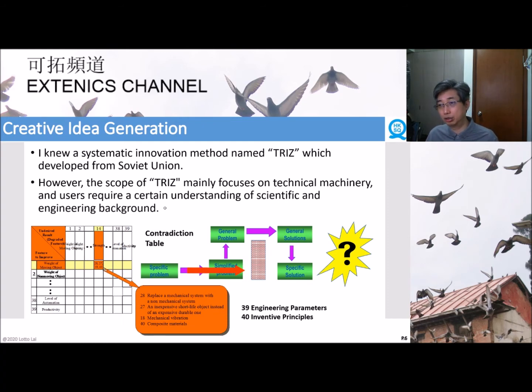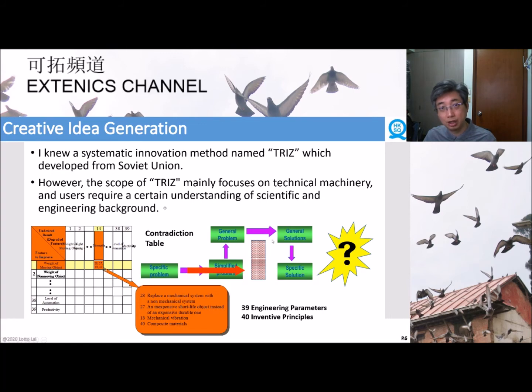However, I built a systematic innovation method in 2013. It's named TRIZ, and then I learned it was developed earlier by Genrich Altshuller. He consolidated all the patterns. However, the scope of TRIZ mainly focuses on technical and machinery problems, and users need a certain understanding of scientific and engineering background. Why? Because when you employ the contradiction table, you need to understand the 39 engineering parameters and 40 inventive principles. It's more in physics and chemistry, and the basic idea is to turn your specific problem into a general problem, use the contradiction table, and find the general solution.